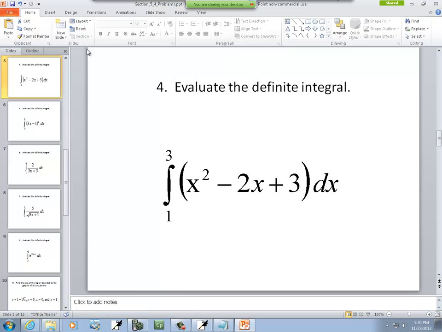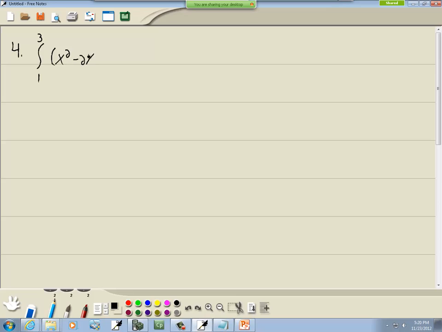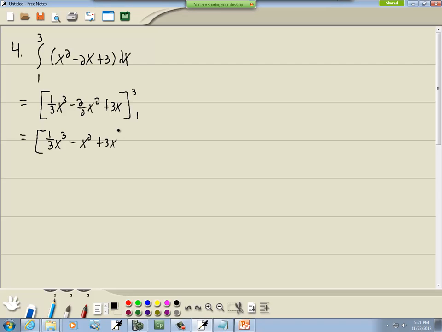And we got x squared minus 2x plus 3 dx. Okay. Add 1 to our power, divide by our new power. Add 1 to our power, divide by our new power, and then that just becomes 3x. Now let's simplify this a little bit. We got 1/3 x to the third. Those 2's cancel. We got minus x squared plus 3x, from 1 to 3.